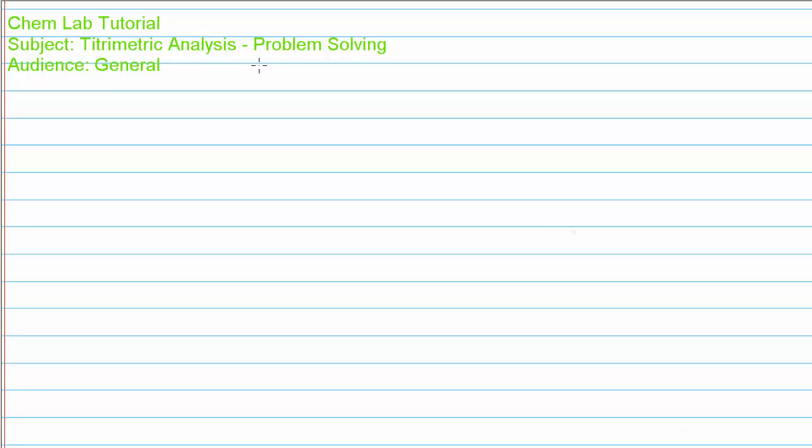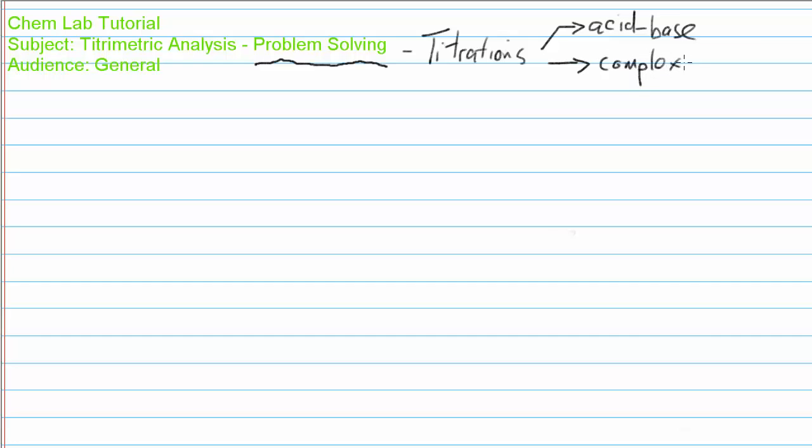This tutorial deals with problem solving in titrations. Now, we can have several different types of titrations. There are acid-base titrations. We can have complexometric titrations. And one other example of titrations would be redox titrations.